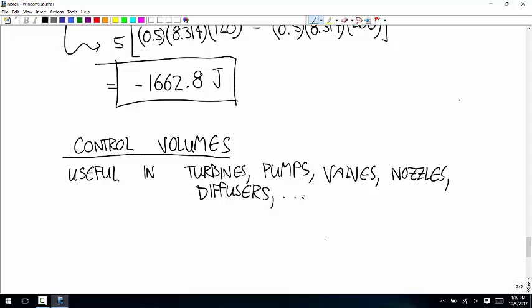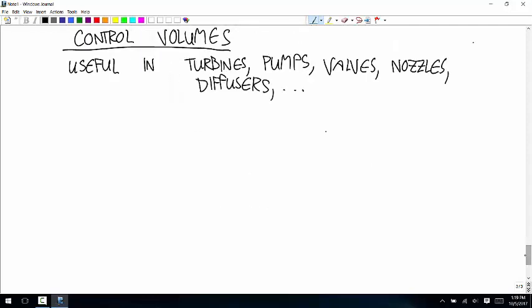Okay, but what all those things have in common is you're trying to analyze stuff that's happening while material's coming in one side and leaving the other side. And keeping track of your 50 molecules or whatever would be difficult. So you'd rather pay attention to that volume. And so in this section, we're going to talk about two different balance laws.